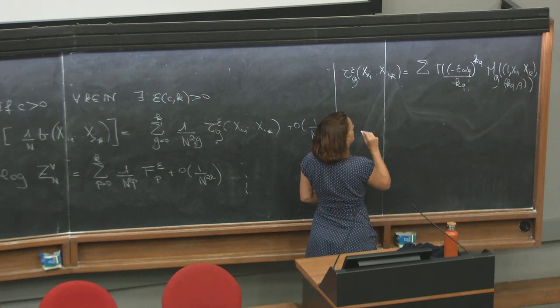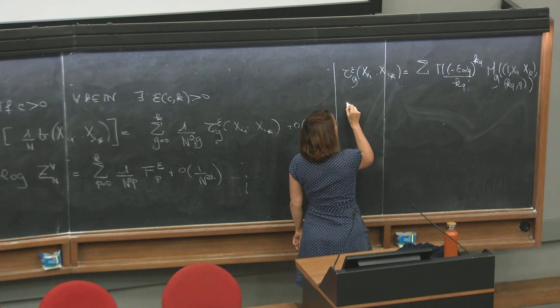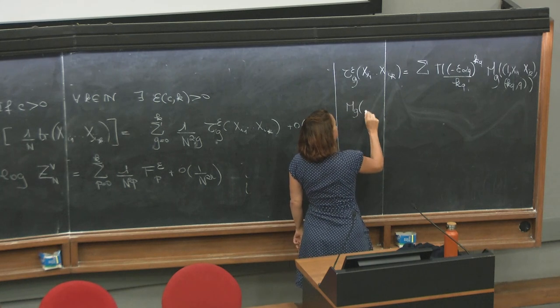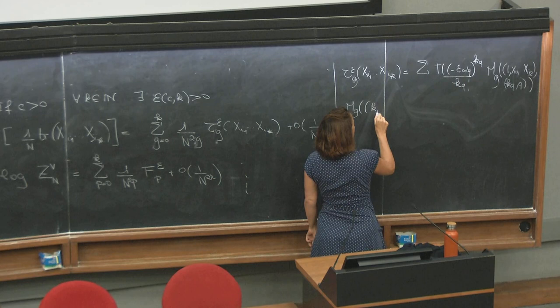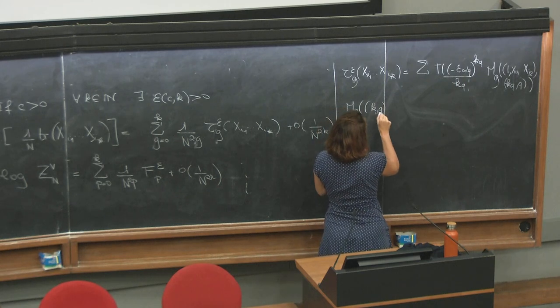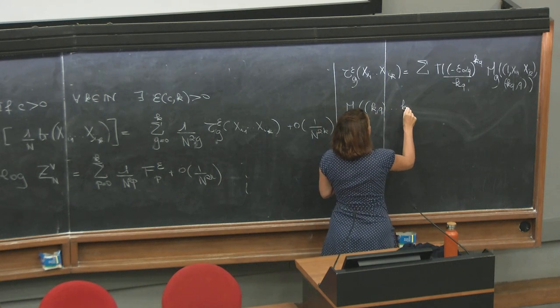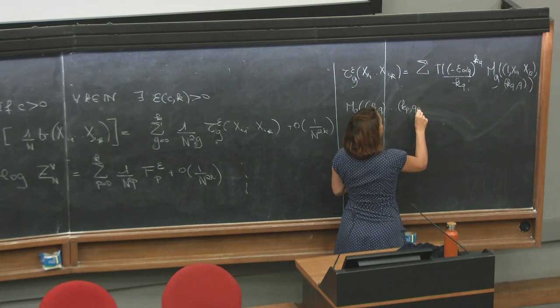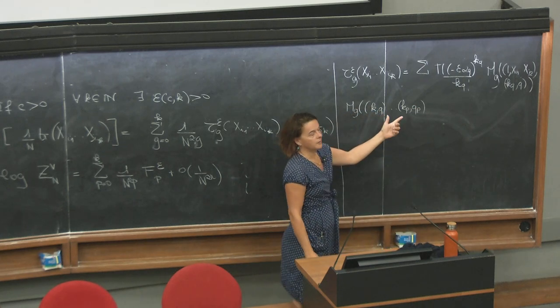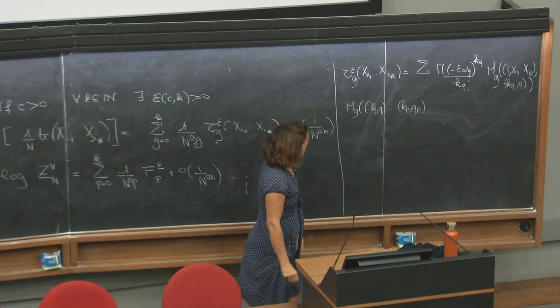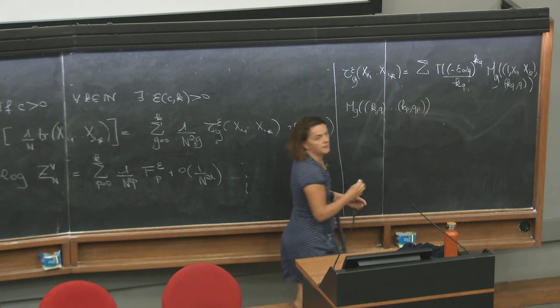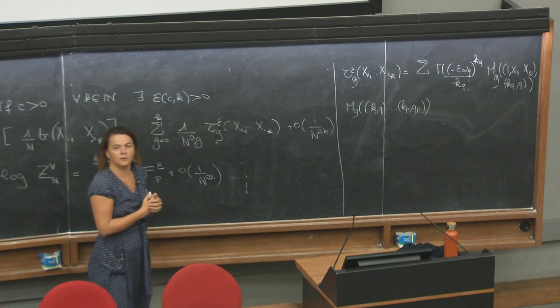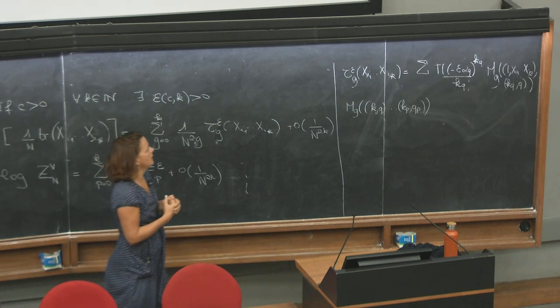Okay, and so what are these numbers? So it's like yesterday. If I have a family of, let's say, p times of monomials, this is going to be an integer number which is going to count maps. Okay.